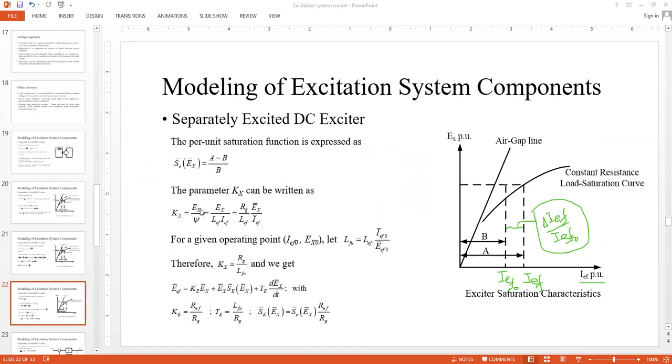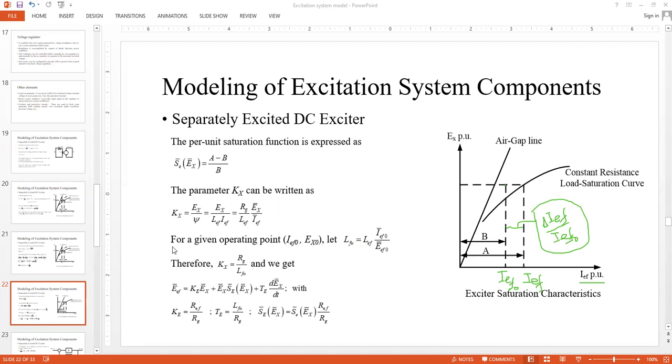So Kx is now Ex over psi, and psi is Lef times Ief, and then you replace Ex, Lef, Ief. So now you convert Ex and Ief into their corresponding per unit representation, and thus an additional Rg arrives there. These are not in per unit, but these two are in per unit. So when you per unitize, you have this additional Rg over here. Okay.